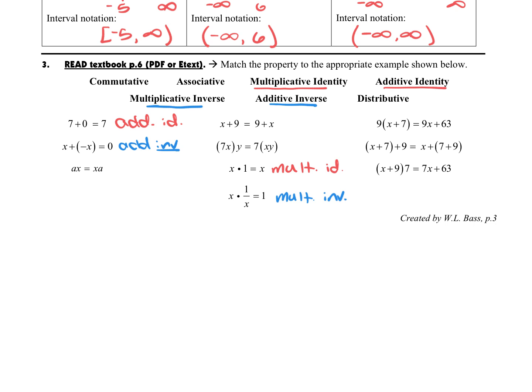Now, next thing that we're going to look at is the commutative property. The commutative property just says that we can either multiply in any order or we can add in any order. So this would be commutative because a times x is the same as x times a, and then this would also be commutative because x plus 9 is the same as 9 plus x.